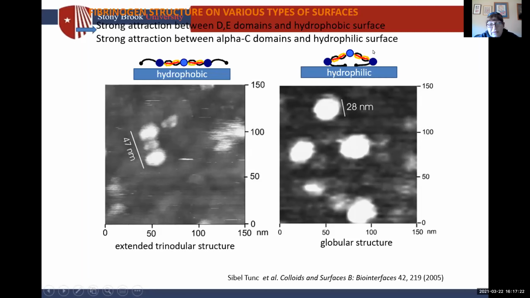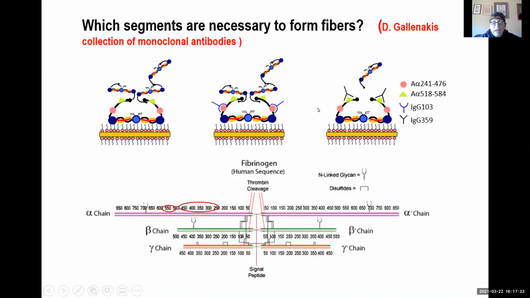On a hydrophilic surface, on the other hand, the alpha C domains, which are hydrophilic, are now attracted to the surface, and the fibrinogen molecule has a totally different conformation. What are the consequences here? And which are the segments that are necessary for forming fibers?